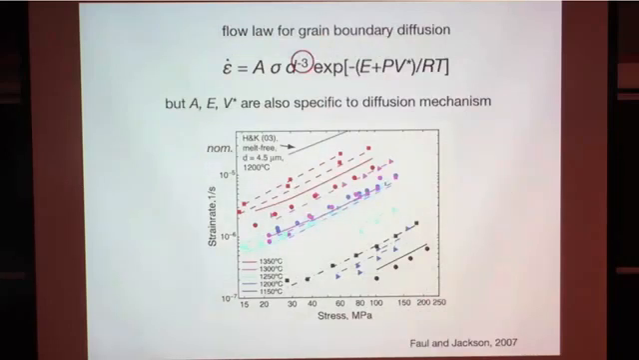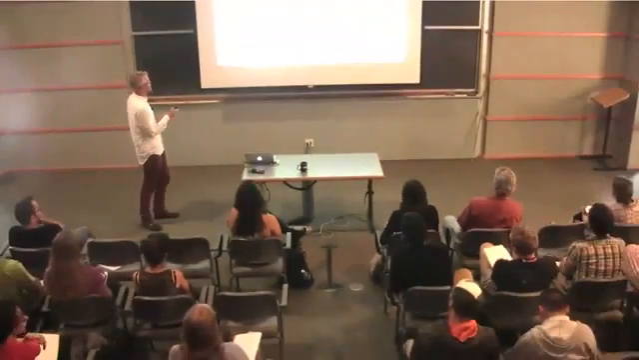Uli, this doesn't look like a linear plot, but your equation is linear. The relationship between strain rate and stress. Which part does not look linear? The curves here.